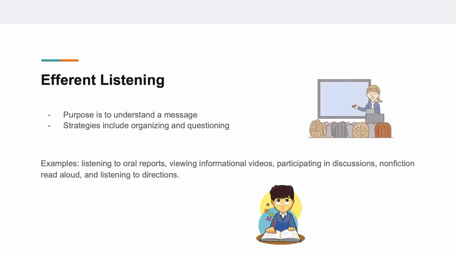The third type is efferent listening. This is very prevalent in college with lecturing. The purpose of it is to understand a message. So strategies include organizing and questioning. Some examples include listening to oral reports, viewing informational videos, participating in discussions, nonfiction read alouds, and listening to directions. So this is catering to all ages, as simple as listening to directions, to as complex as listening to an oral report of a topic someone may not have any clue on.